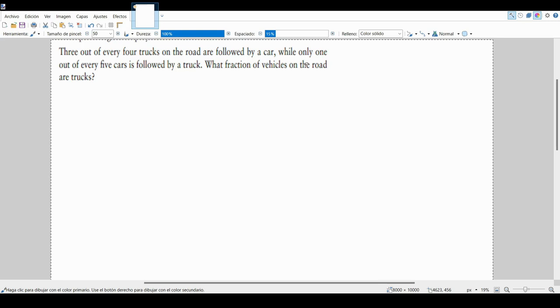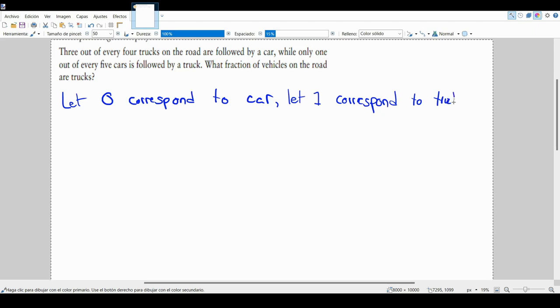Now, this is a word problem, but we are going to depict it using a probability transition matrix. So we are going to let 0, the 0th row and the 0th column, correspond to car. So in the 0th column, it's going to be the probability of being followed by a car, and the 0th row is going to be like at that current state, it is a car. And then we're going to let 1 correspond to truck. So we may write out our matrix here.